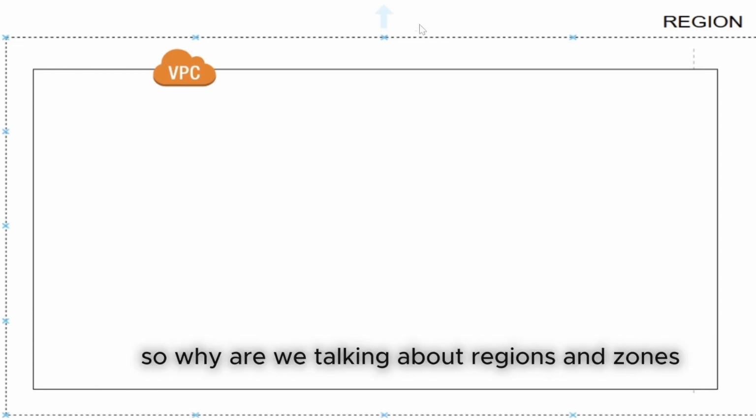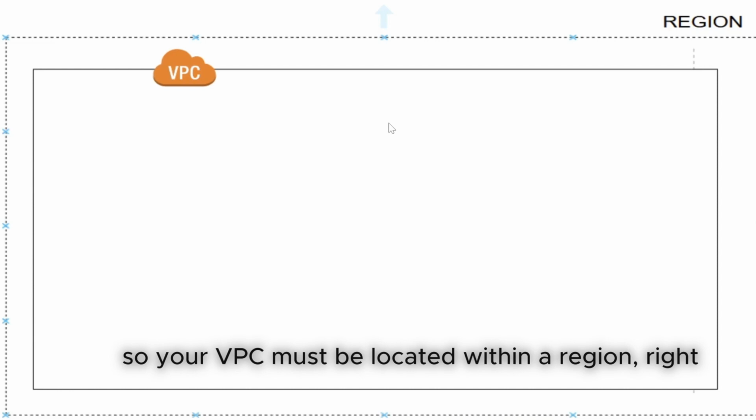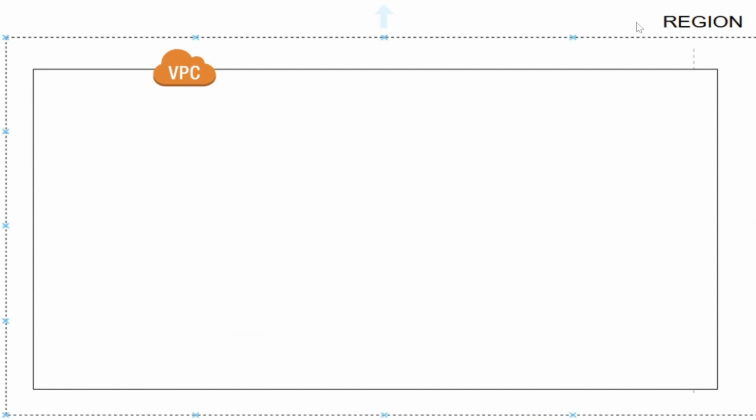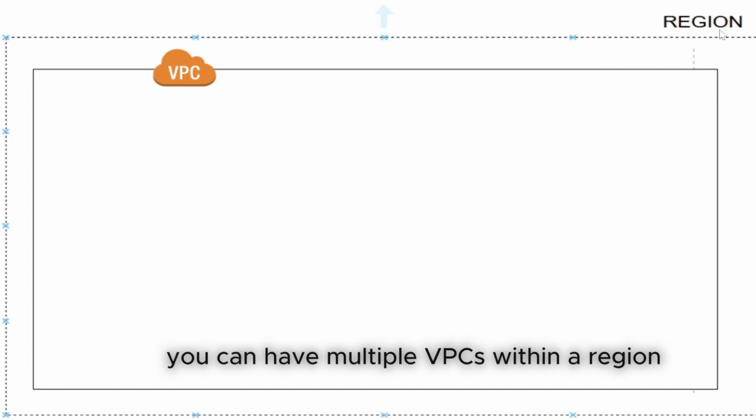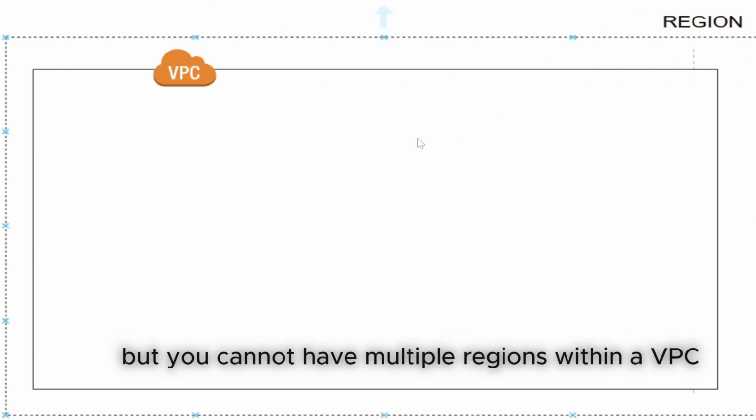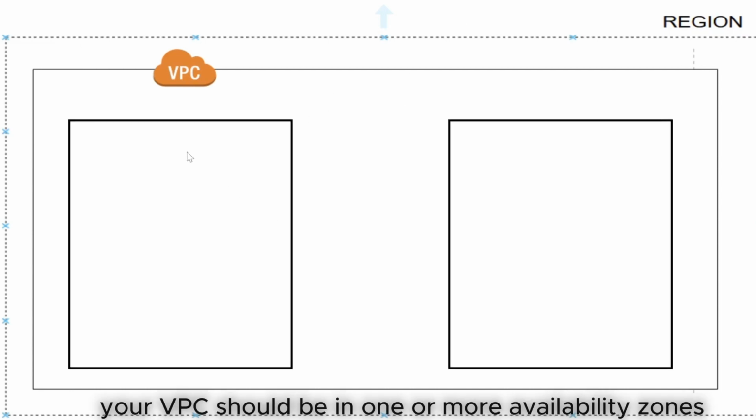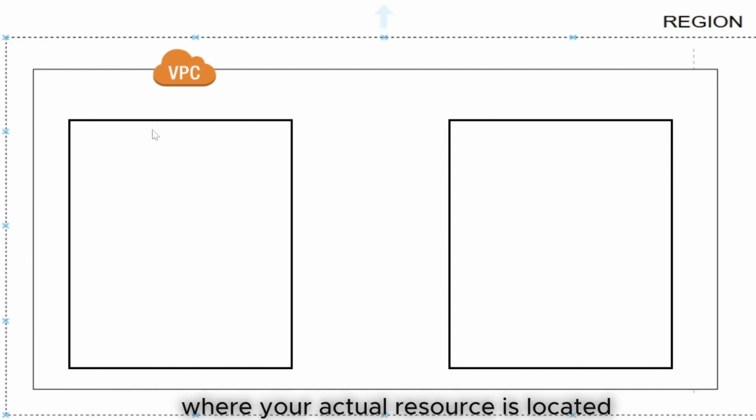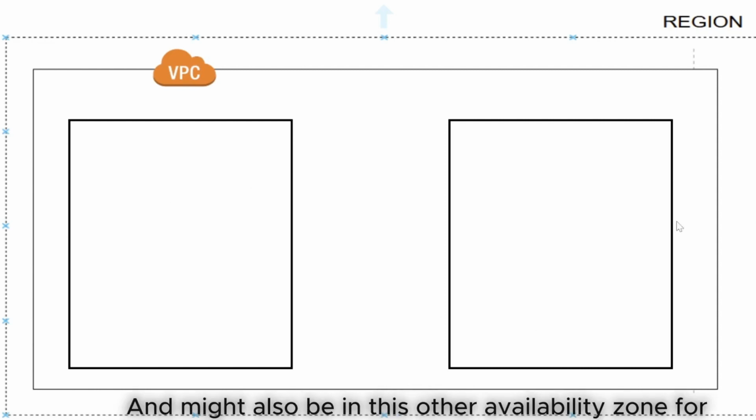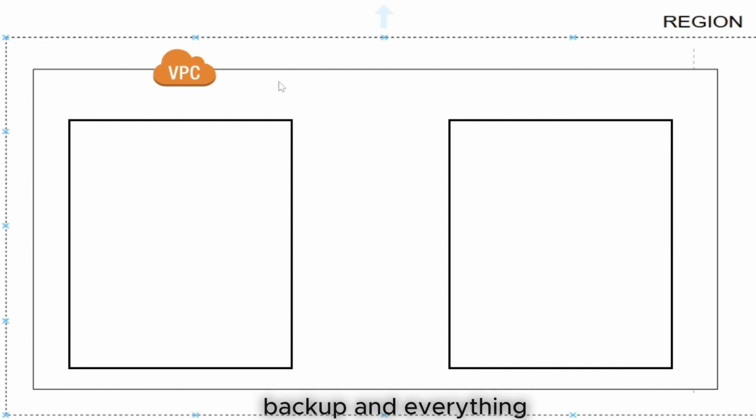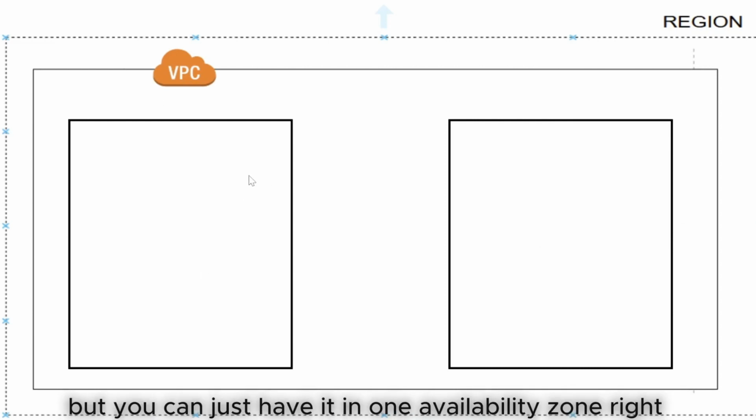So why are we talking about regions and zones? Your VPC must be located within a region. You can have multiple VPCs within a region, but you cannot have multiple regions within a VPC. So within that region, your VPC should be in one or more availability zones. That's basically where your actual resource is located. So your VPC might be in this availability zone and might also be in this other availability zone for backup and everything. But you can just have it in one availability zone.